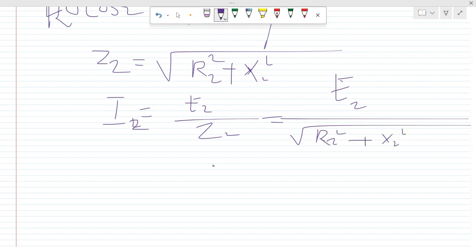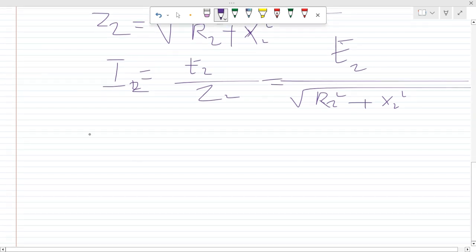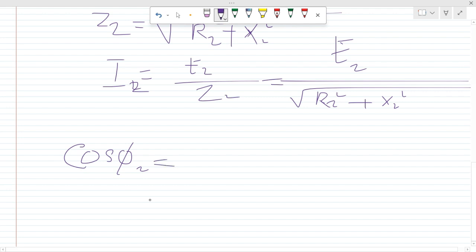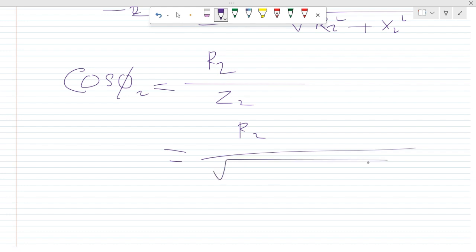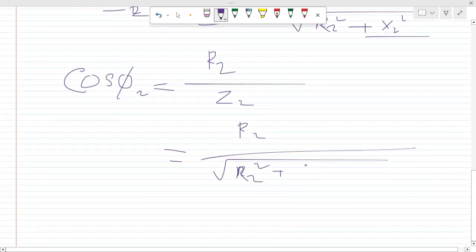Now I can write the power factor, which is cos phi 2. The power factor of the rotor side is the total resistance by the impedance. This is the formula. So it is R2 divided by Z2, which is the square root of R2 square plus X2 square.